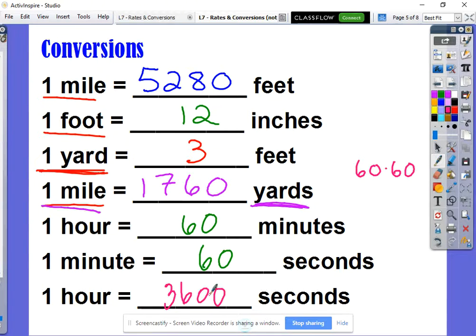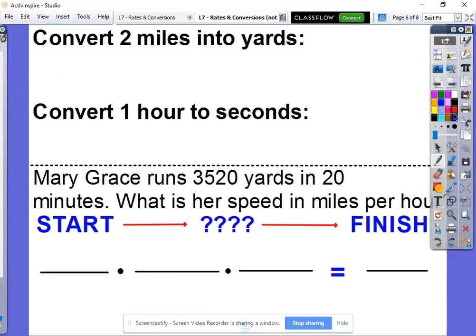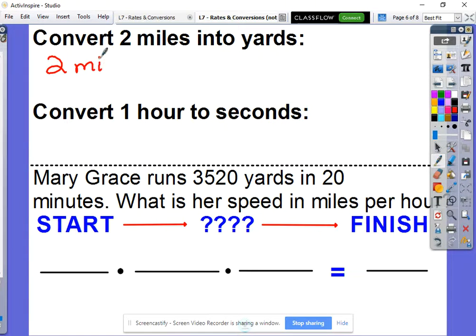So with these tools, we're going to be able to do some different practice problems. So keep those handy because you're going to use them in just a sec. So let's practice our first one here. This is pretty basic. We're going to convert 2 miles. So let's write that down, 2 miles. We'll use mi for miles into yards.